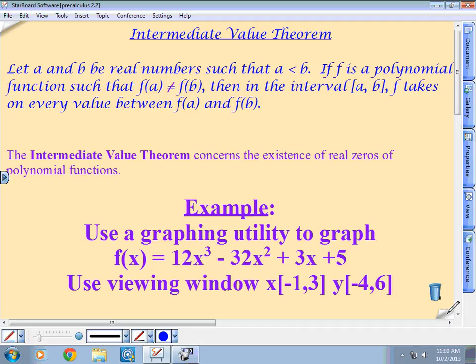And then finally, this section closes up with the intermediate value theorem. So this is the idea. For some reason, this confuses a lot of people, and it's really not that confusing. So don't overthink it. Let a and b be real numbers. Pick some real numbers, Kelly. Give me 2 real numbers.